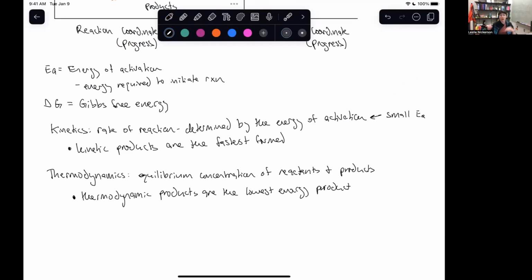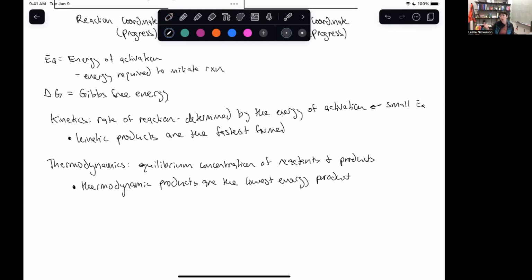Okay, so if you've got a choice between two products and one might be faster to form, but one might be more stable overall, that's what you're looking at in terms of kinetics versus thermodynamics: which one can form fastest, but which one is more stable. And we'll see that come up throughout the year. So we'll be jumping back and forth to these ideas quite a few times.